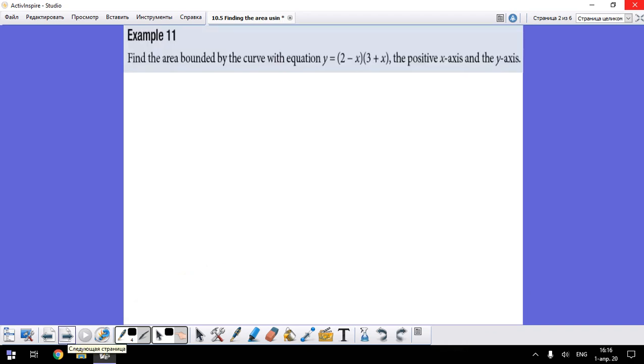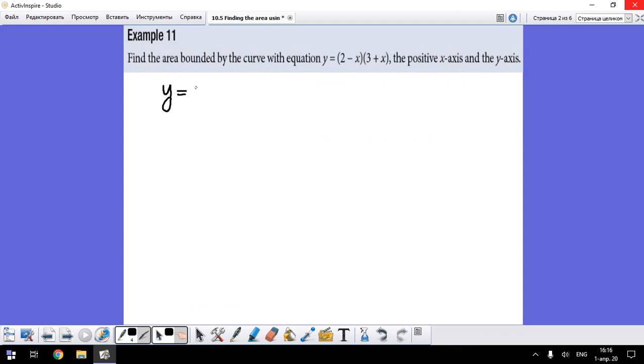Let's try to solve the question of this example 11. Find the area bounded by the curve with the equation y equals (2 minus x)(3 plus x), the positive x axis and the y axis. Before finding the area, let's draw the graph of this function as follows.